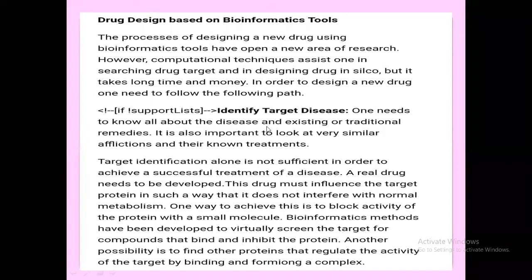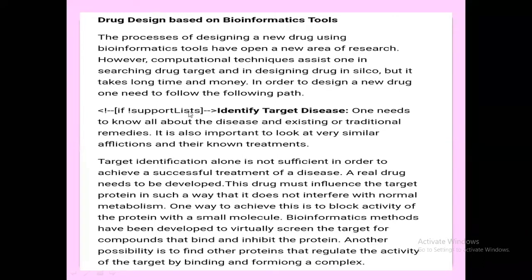So drug design based on bioinformatic tools is nowadays a very important area. The process of designing a new drug using bioinformatic tools has opened a new era of research. These computational techniques assist one in searching for drug targets and designing drugs in silico.